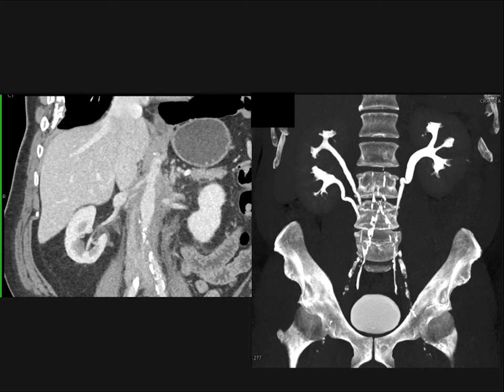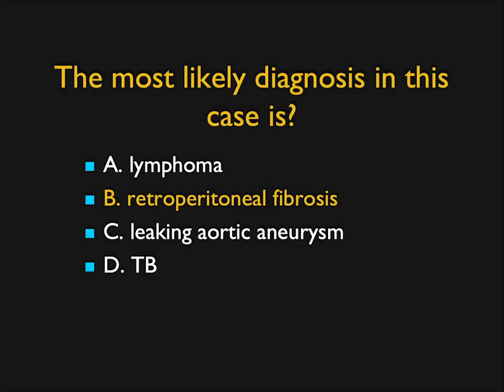Lymphoma, more likely than not, would have displaced the vessels laterally. A leaky aortic aneurysm with perianeurysmal fibrosis, I guess that's one of the causes of retroperitoneal fibrosis. TB, you can get scarring, but not the symmetry. And with TB, you would have extensive calcification. So that's not the case.